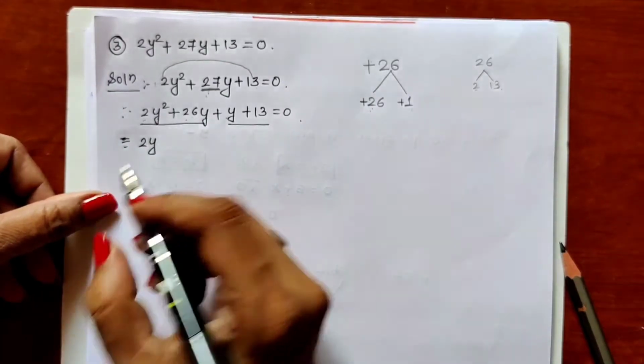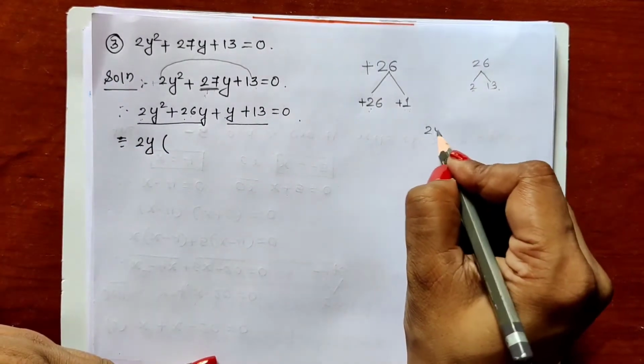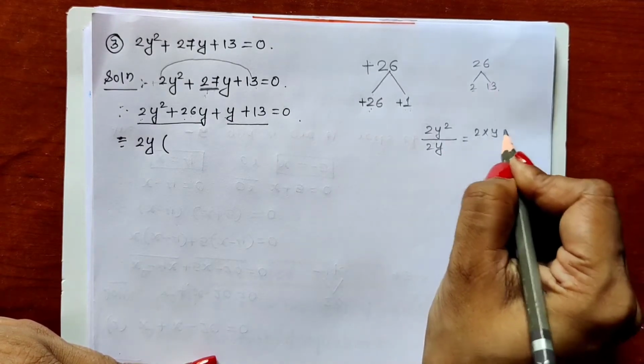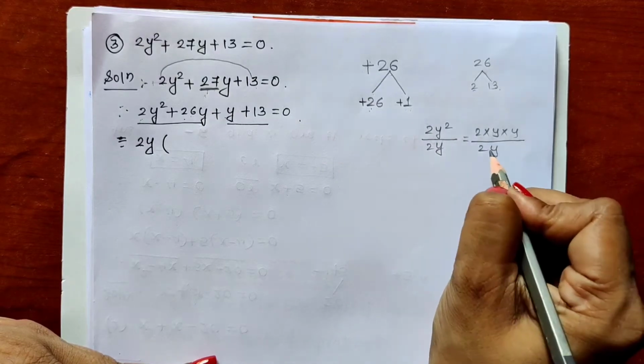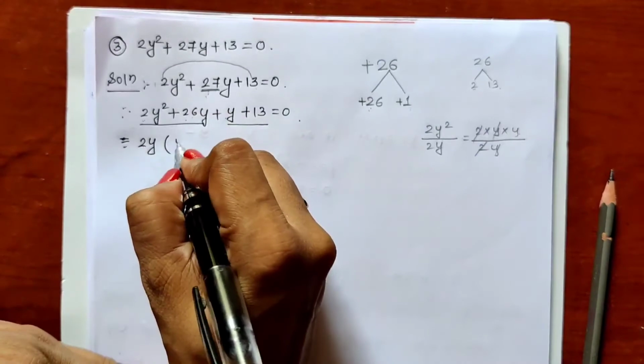So 2y is common. From the first term, 2y is taken out common. From 2y square we are taking out 2y common. That means what? 2 into y. This is 2y square upon 2y. So 2 cancels, y cancels. What is remaining? Only y remaining. That y I write here, plus.